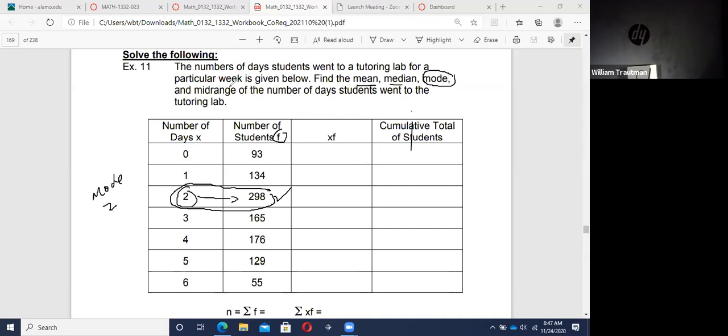And by the way, you can't do mid-range for this, so that shouldn't be there. You can't do mid-range when you have a group of data like this. So let's find our mean and median.